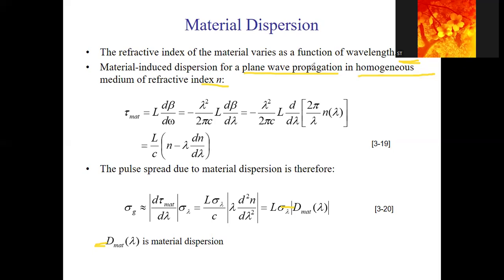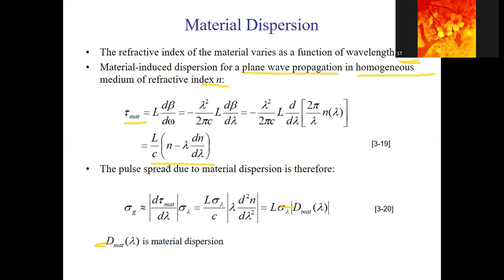Now we have to calculate the group delay. In the previous video we discussed the formula for group delay calculation. Here we are dealing with material dispersion, so this represents the group delay of the material dispersion. This is given by L d beta by d omega, where beta is the propagation constant and omega is the frequency. So we extract the constant and at last we get this formula. On rearranging this, we get this equation.